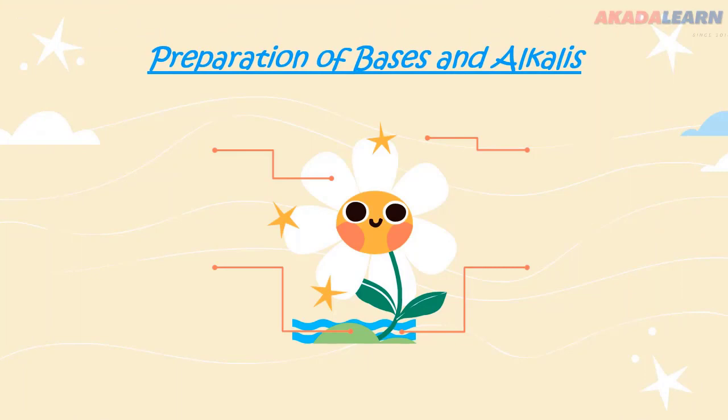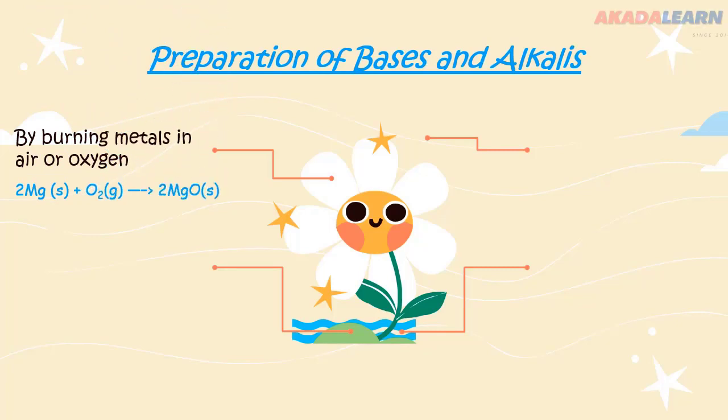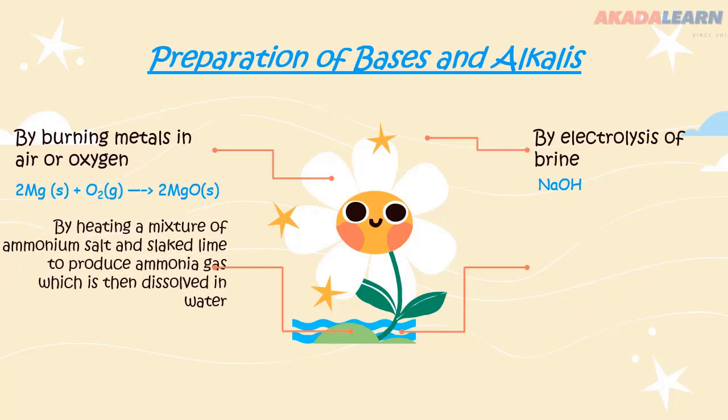Preparation of bases and alkalis. The first method is by burning metals in air or oxygen. We can prepare magnesium oxide that way. The second method is by electrolysis of brine. Brine is seawater. NaOH is one that can be prepared that way.